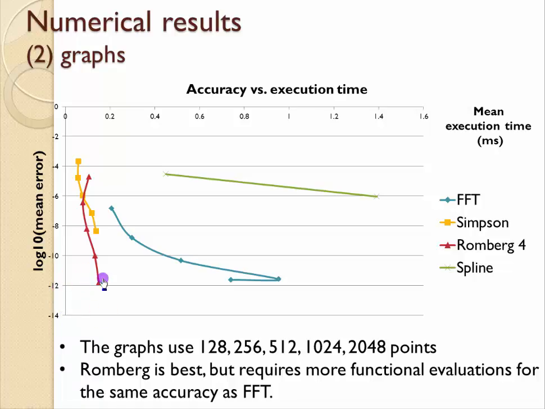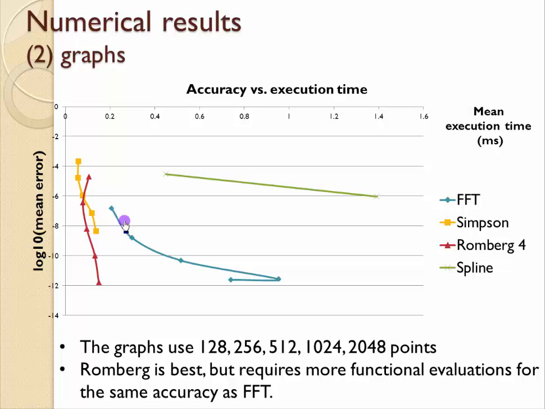And you can see that Romberg is down in the corner. So for current implementation, Romberg wins by quite a bit. Notice some other things. The points on these graphs correspond to 128, 256, 512, 1024, and so on. So this point here is the 128 point FFT.